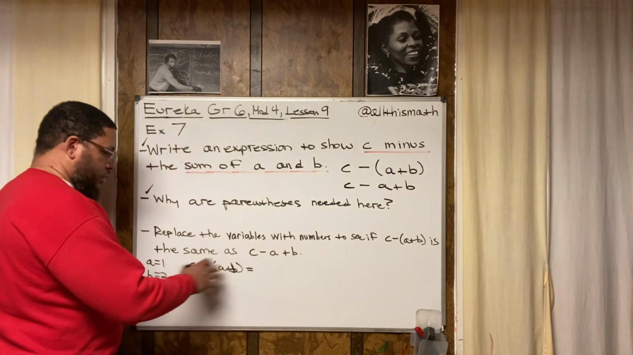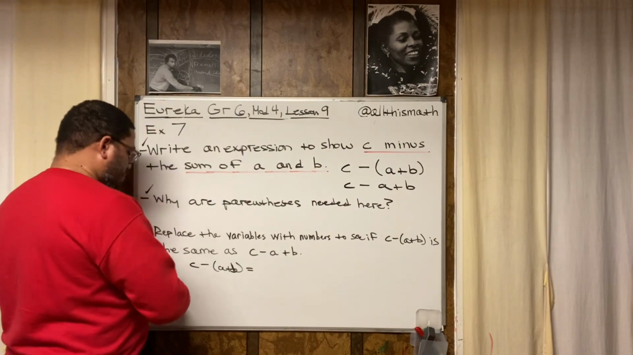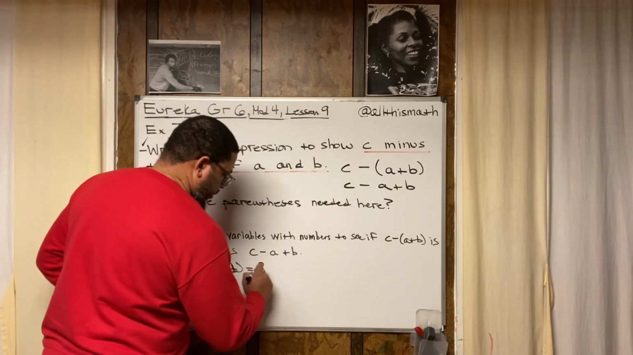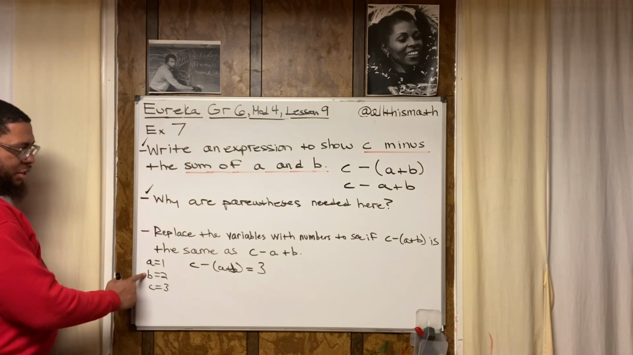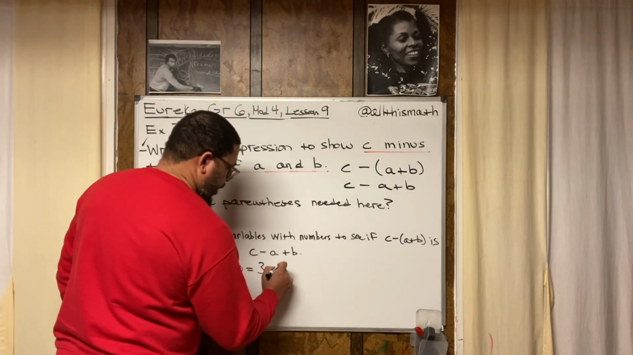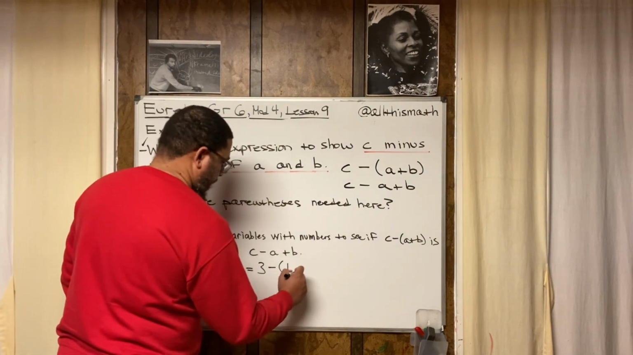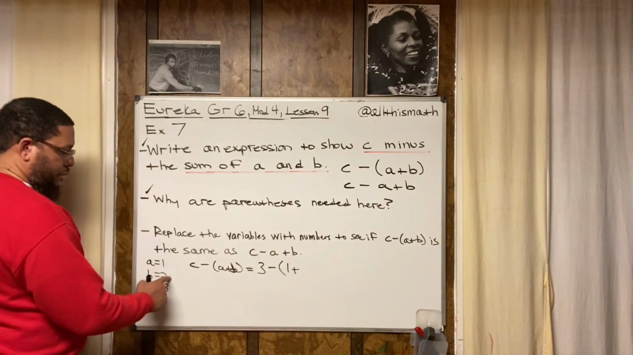Excuse my handwriting. It's a little sloppy, but it's cool. C minus the quantity A plus B. So I replaced the C with a 3, because I said A equals 1, B equals 2, C equals 3. Then I put my minus sign. Then I put the parentheses. Then I replaced the A with a 1. Then I put a plus sign. Then I replaced the B with a 2.